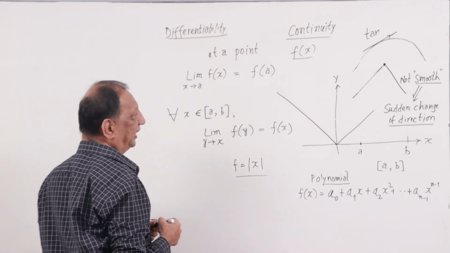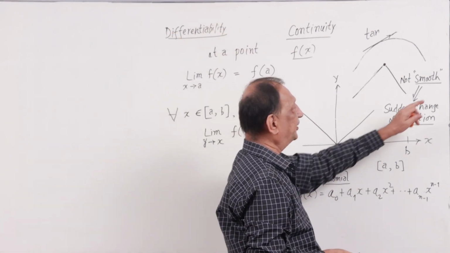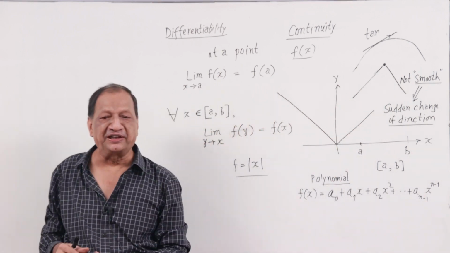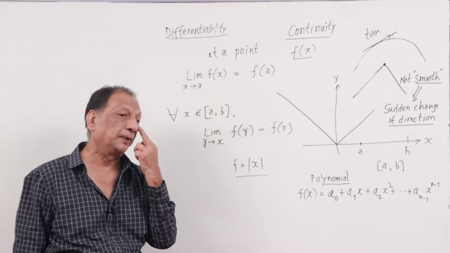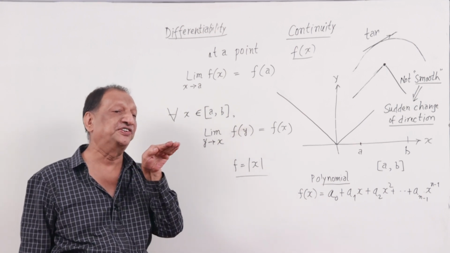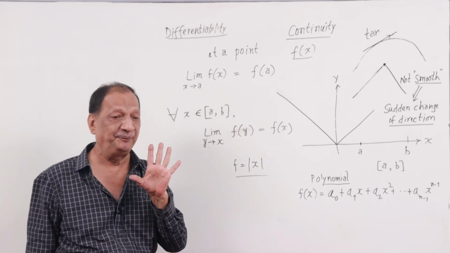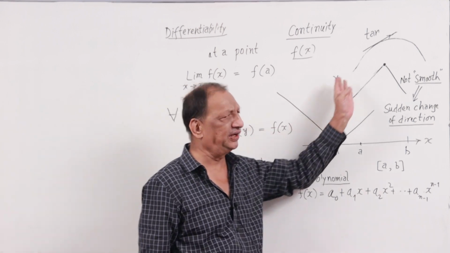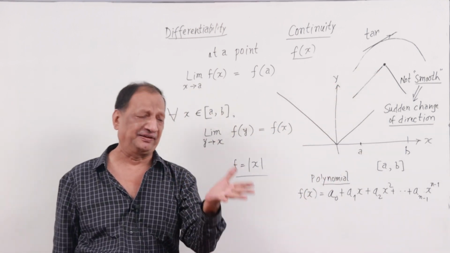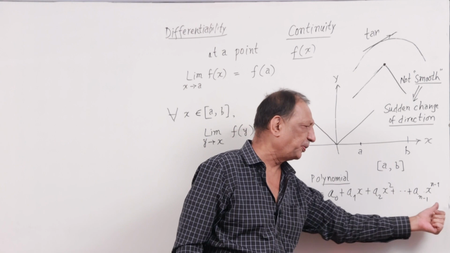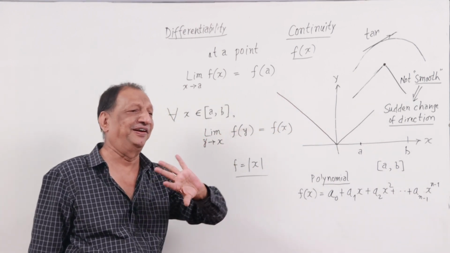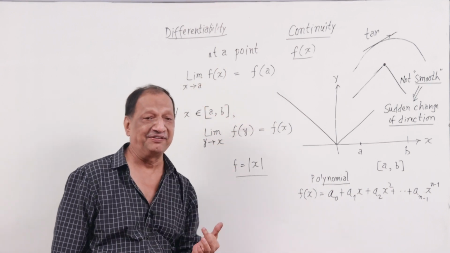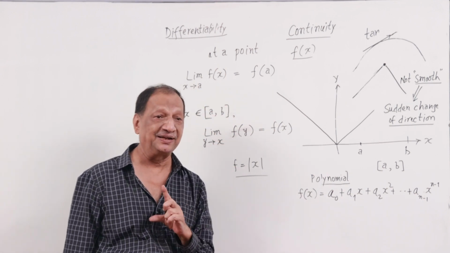Differentiability is the technical definition for smoothness. A function is differentiable at a point if it is smooth at that point, if there are no sudden changes of direction at that point, and it is differentiable everywhere if it is smooth everywhere. Luckily for us, the polynomial function is smooth everywhere, so we can differentiate it everywhere. It is differentiable at every point in its entire domain.